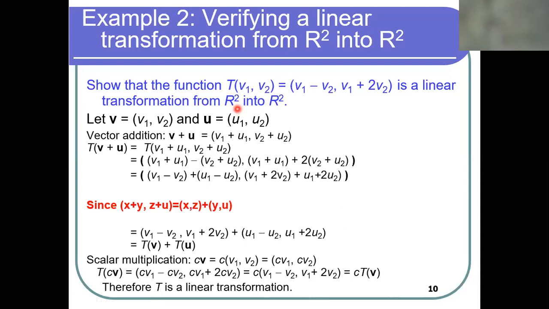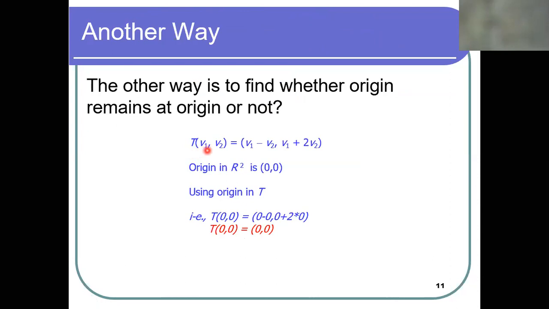It means (0, 0) is mapped onto (0, 0). If this really happens with respect to this transformation, then it will always be a linear transformation. Let me check it out. I have this transformation T of v1, from the previous example.